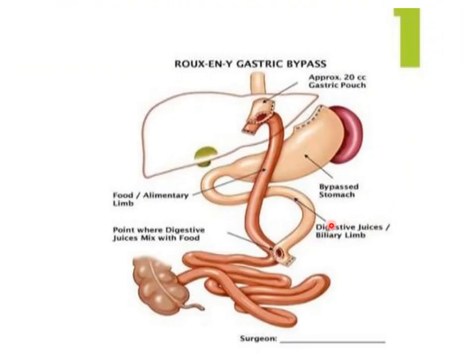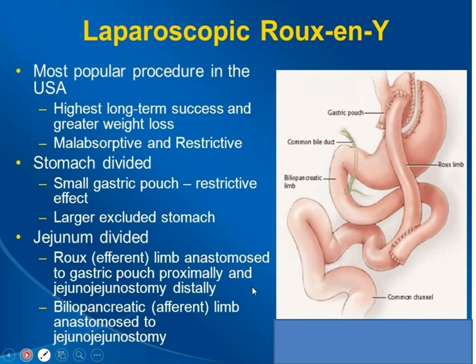This is another picture. I put too many pictures in order to imagine and memorize. They unite this with the rest of the bowel to keep the pancreatic and biliary secretions functioning. It has long-term success and greater weight loss, malabsorptive and restrictive. As I told you before, this is the mixing type. The stomach is divided into a small gastric pouch, which has a restrictive effect, and a larger excluded stomach, as shown here.